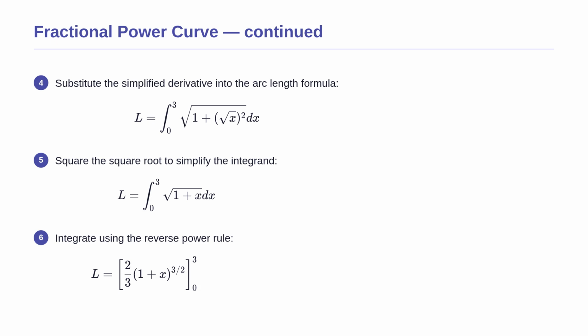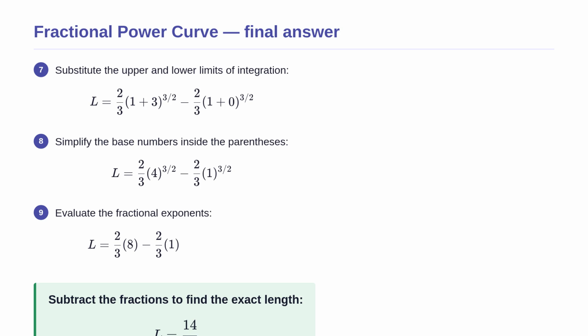To integrate this, we treat 1 plus x as a single unit and apply the reverse power rule. We add 1 to the exponent to get 3 halves and divide by that new exponent, which gives us a coefficient of 2/3. We are now ready for the final evaluation phase. Following the fundamental theorem of calculus, we substitute our upper limit of 3 and subtract the expression evaluated at a lower limit of 0. This gives us base numbers of 4 and 1.